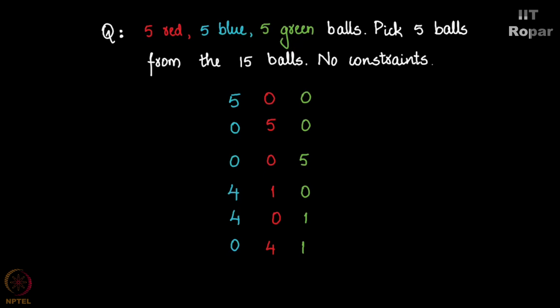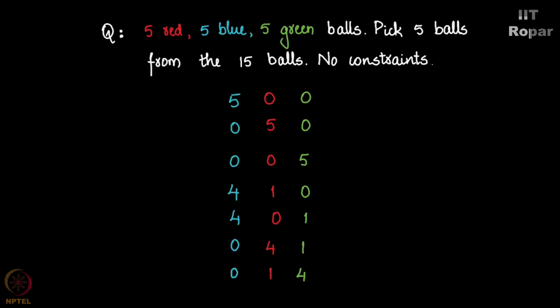So the next valid possibility will be 4 0 1, and then we have 0 4 1, 0 1 4 and so on. Now, please note that you should also include the possibilities which we had seen earlier along with these extra possibilities.